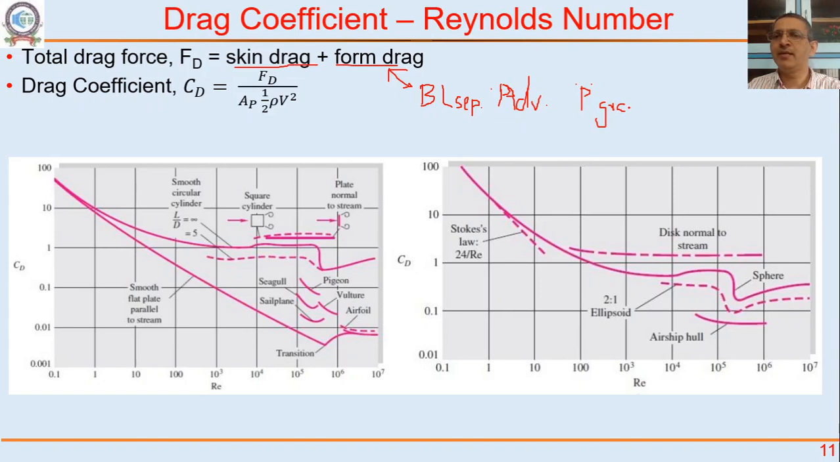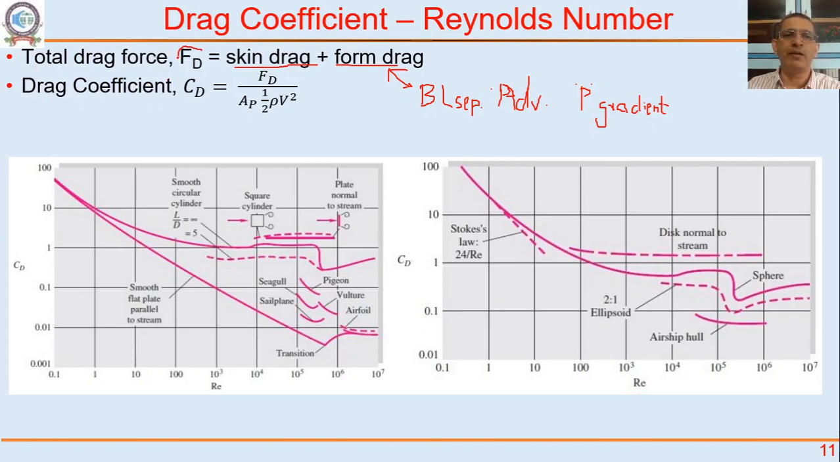Skin drag is arising out of the skin friction, like the pipe we talked about. Remember the friction factor in pipe? There was no form drag there. There was no boundary layer separation there. Liquid was sticking to the pipe wall, but that caused a friction, skin drag. Imagine that you are trying to move a block on the surface of an inclined plane, and the friction experienced there, that's called skin drag. So the total drag force is FD.